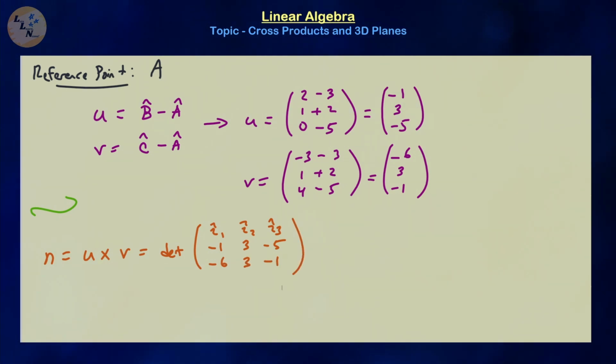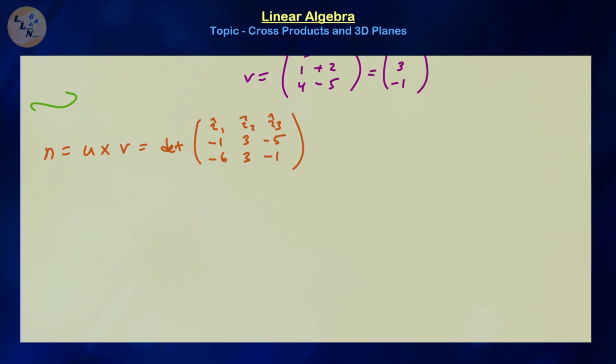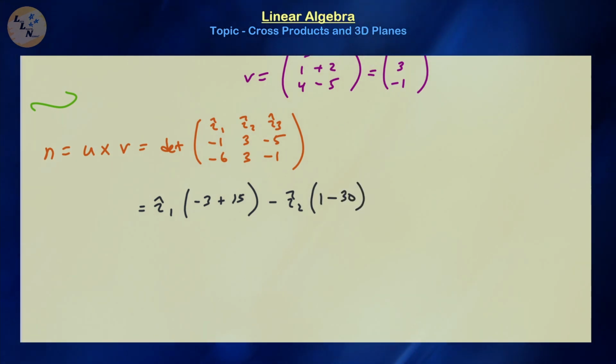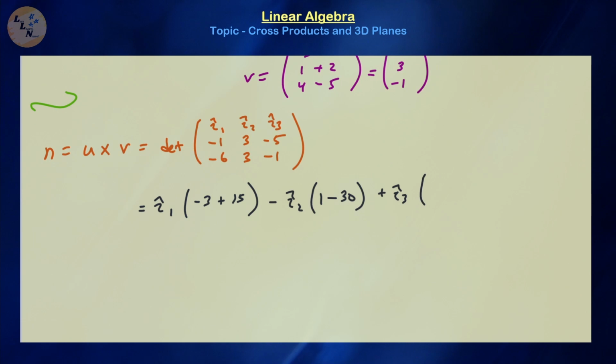So what is that going to come out to? Let's just do that right quick. That's going to be equal to I1 times minus 3 plus 15, and then minus I2, which is going to be equal to 1 minus 30, and then plus I3, which is going to be minus 3 plus 18.